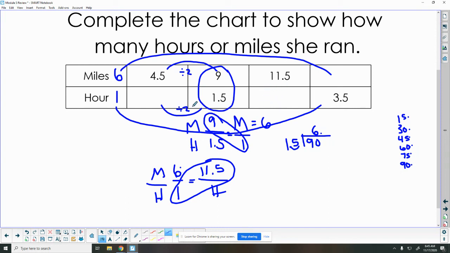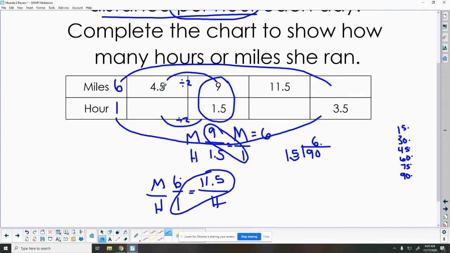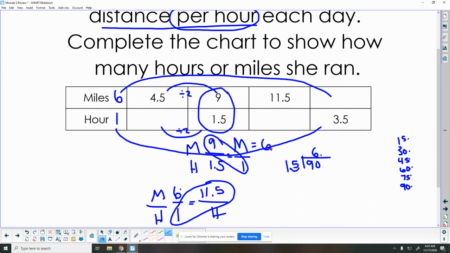So you're just looking for different ways you can get from one to the other, and then do the same thing on the top or the bottom. This one does not count nicely. 4.5 doubled is 9, but then this isn't 4.5 more. So you've got to pay attention to, is the chart showing you the constant growth, or is it just showing you different random ones using the same ratio?